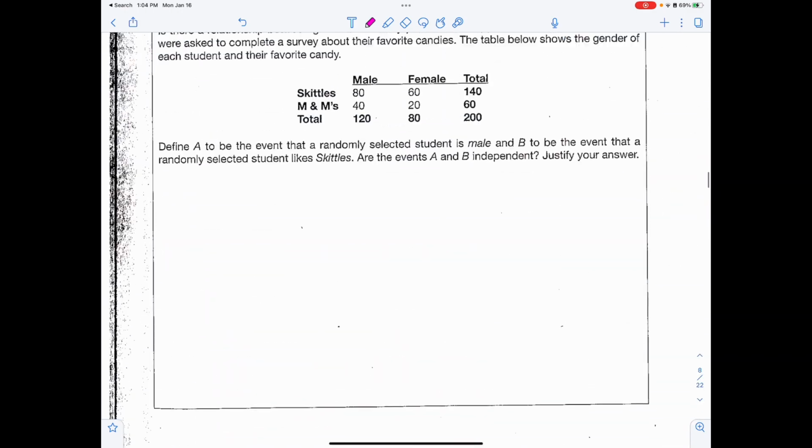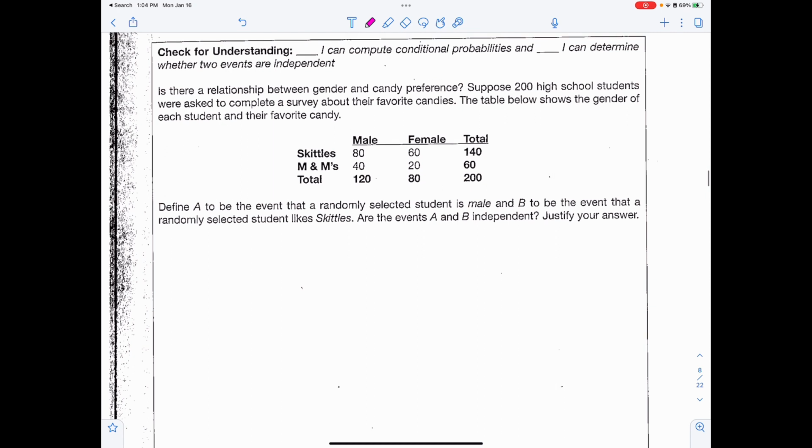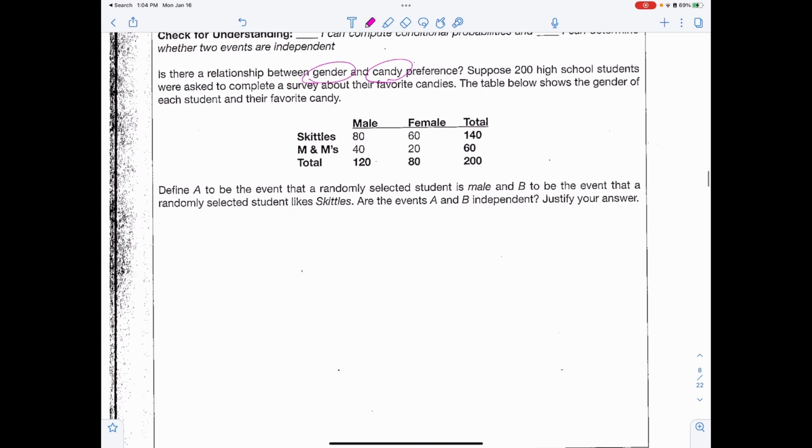I guess I can do this one if you want. All right, so this is a relationship between gender and candy preference. 200 high school students were asked to complete a survey. We're just going to say, is there a relationship between gender and candy preference? If the probability of male given Skittles is equal to the probability of male, then we would say male and Skittles would be independent, right? Or candy preference and gender really would be independent.